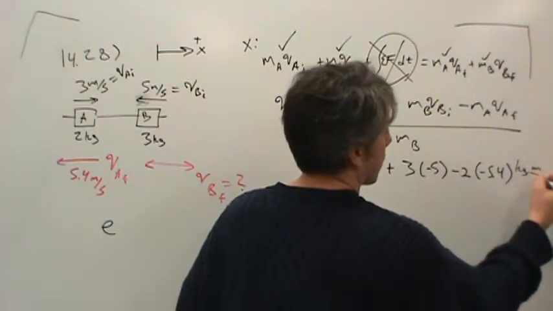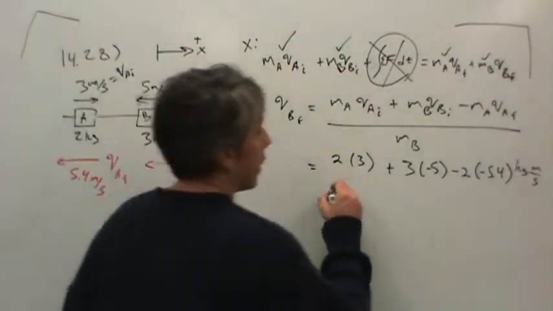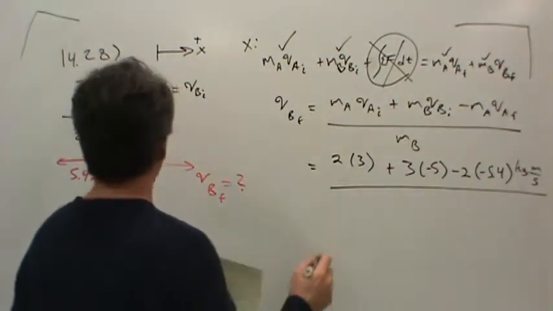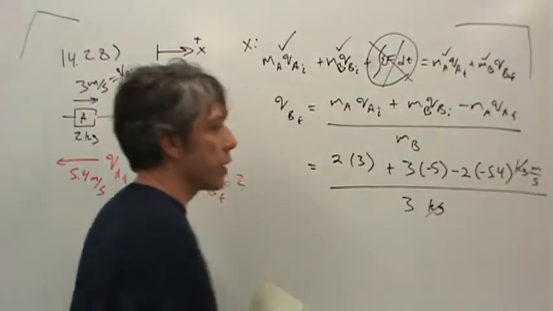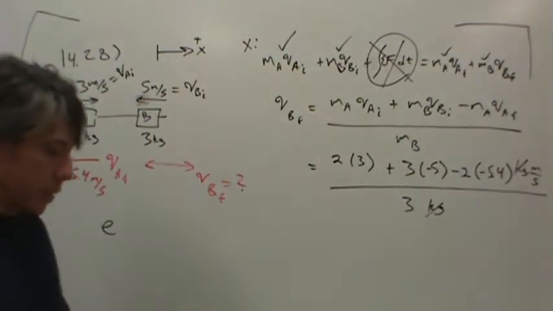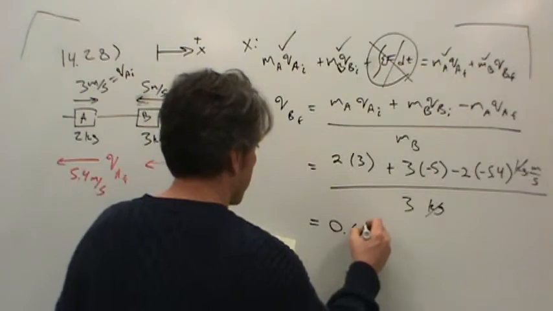Kilograms, meters per second, right? Kilogram meters per second. All right, so divided by the mass of B. The mass of B is just 3 kilograms. The kilograms go away and we're left with meters per second, which is what we expect. So if you plug in all the numbers, you find that the velocity of B final is 0.6 meters per second.